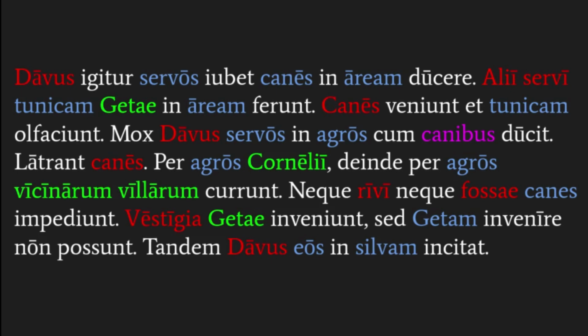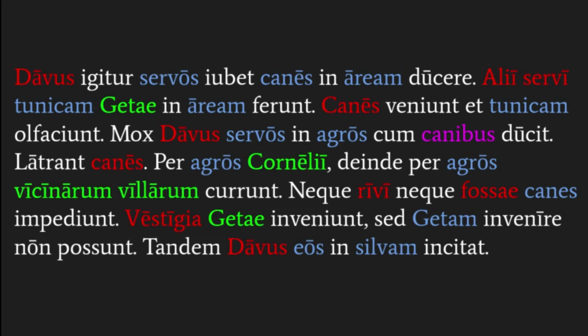Vestigia Getai inveniunt, sed Getam invenire non possunt. So vestigia are the footprints, the traces. So the footprints of Geta inveniunt, they find, and vestigia here should be blue. It's accusative, right? Just a typo by me. So inveniunt means the dogs find, that's what it's referring to. So they find the tracks, the footprints of Geta, vestigia Getai. But non possunt, they're not able invenire, to find, right? There's our complementary infinitive. They're not able to find Geta, Getam. That's who they're not able to find. So it's saying they find his footprints, they just can't find him.